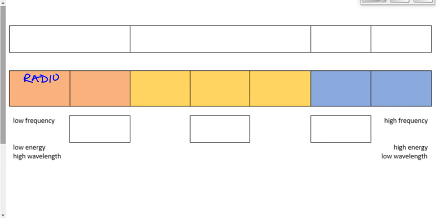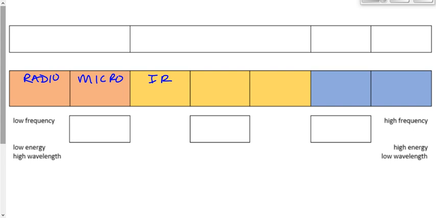What else do we got besides radio? What's next to radio? Microwaves. What comes after? Exactly. What comes after microwaves? Infrared. Notice we've changed the color here, which means that the means of production is a little bit different. Infrared. Infra means below. We're below red. So, of course, next to that, next to below red comes red.